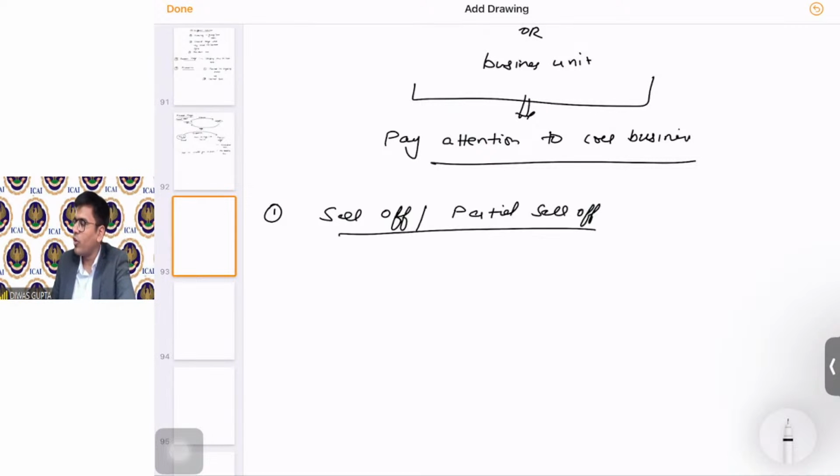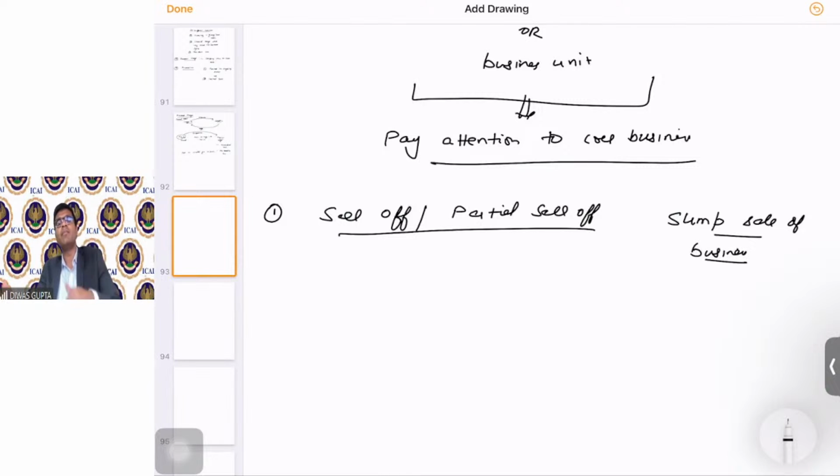So in sell off, what happens? There is a slump sale of business that happens. Once it is done, it is called sell off. Simple. I had two businesses. One business I had just sold out on a slump sale basis. That is called sell off.